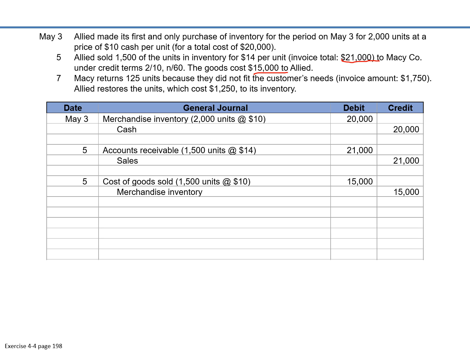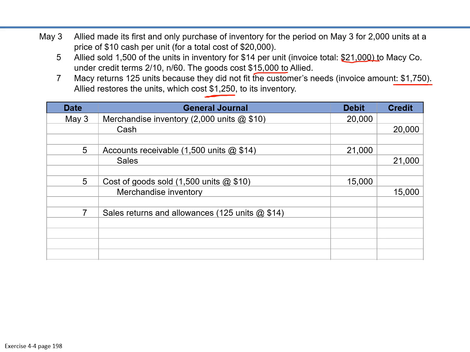So Macy is the customer. They purchased from us. Now they're saying, yeah, seller, I don't want these goods. And so we have to put those goods back in inventory. And we also have to reduce our revenue, right? So the invoice amount, the sale price, was $1,750. That's what we have to reduce our revenue by. But the cost of those goods was $1,250. So we have to restore those units, the cost of those units, to our inventory account.